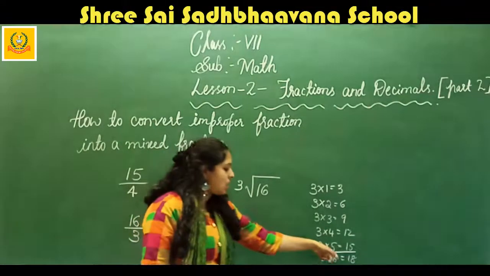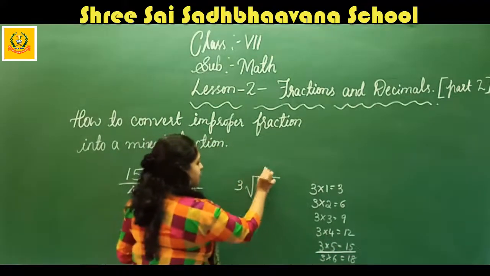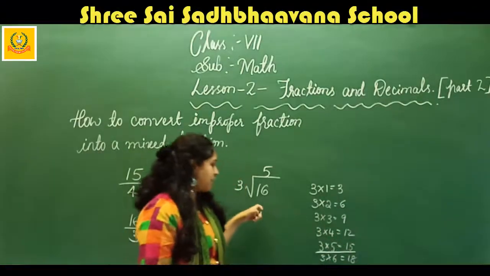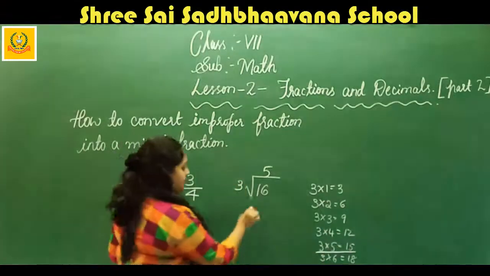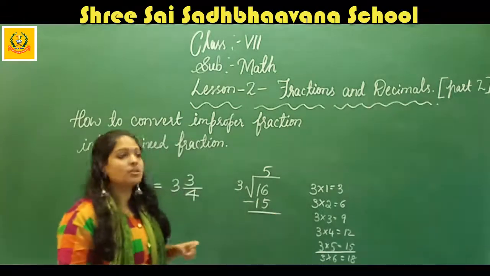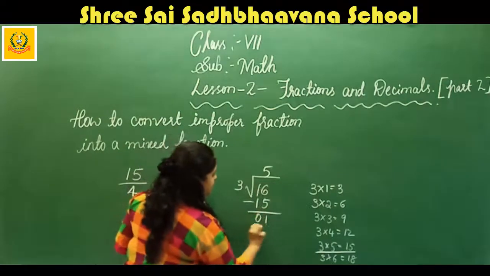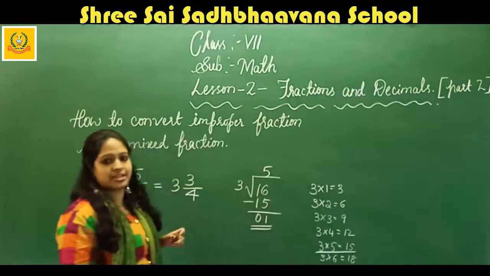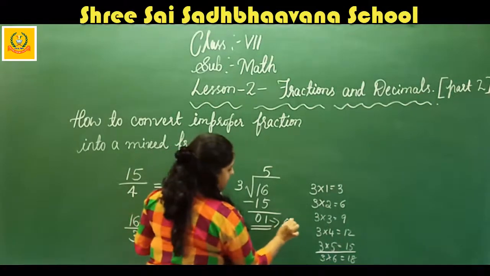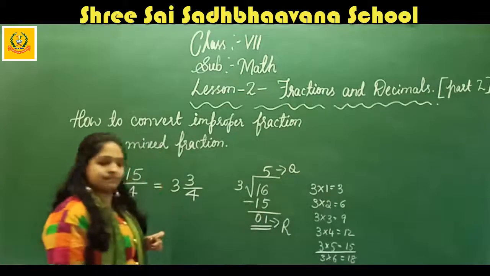What do I have to do now? I have to write this 5 up in the place of the quotient, and this 15 I have to subtract here. Minus 15. Understood now? 6 minus 5 is 1. 1 minus 1 is 0. So division is completed. So this is nothing but the remainder. And this is nothing but the quotient.